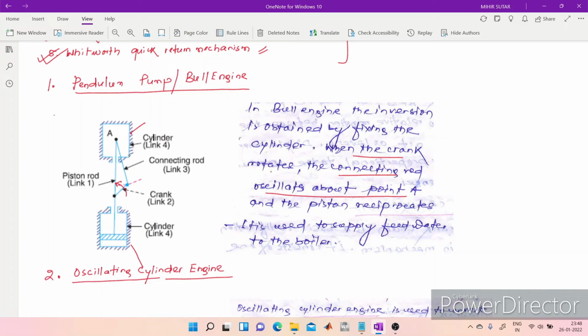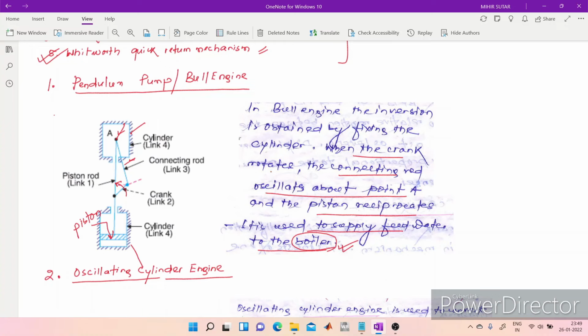So, this is the connecting rod here. You can see it oscillates about this point and the piston reciprocates inside the cylinder. This one is the piston. It is used to supply feed water to the boiler. In a power plant, generally we use a boiler, and this mechanism is used to supply the feed water to the boiler.